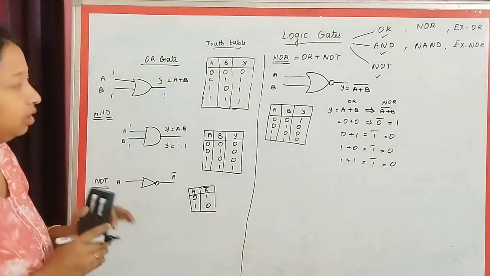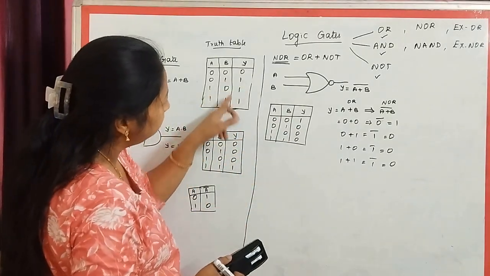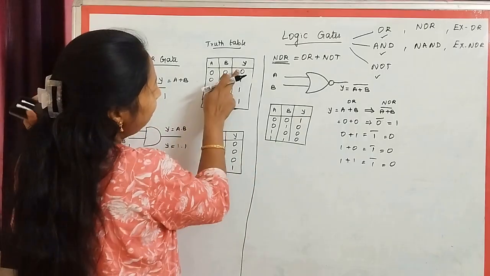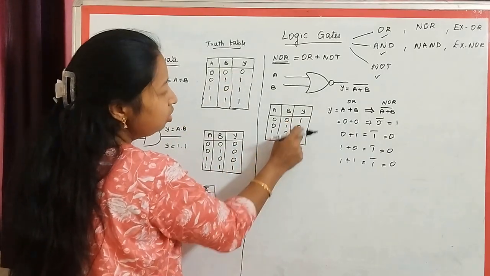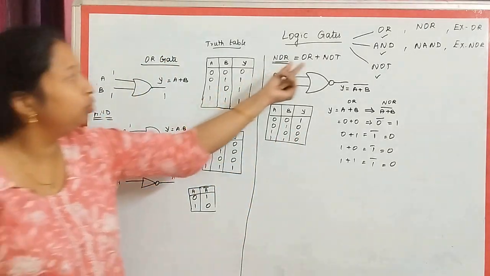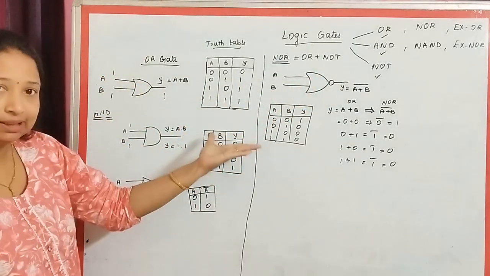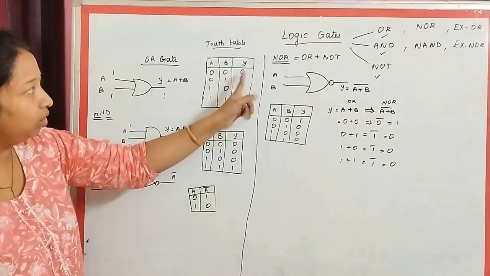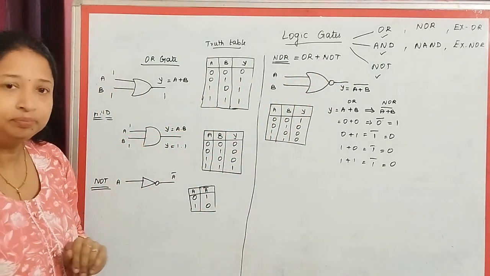Understood? How to write? When you check the NOR gate truth table and the OR gate truth table, it will be just the complement of this. Wherever you have 1, you will be representing that with 0, and wherever you have 0, with 1. It is just the complement. That is why I wrote OR gate plus NOT. Whatever OR gate logic is, the same, but whatever output you are getting on the OR gate, you have to complement it. That is NOR gate. Clear?